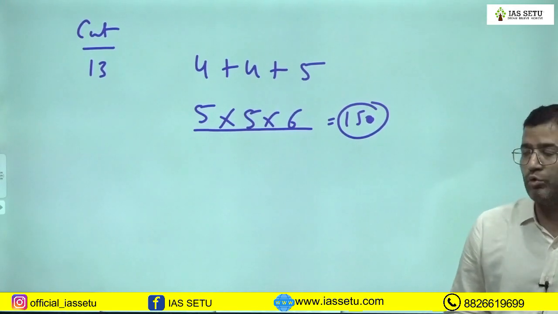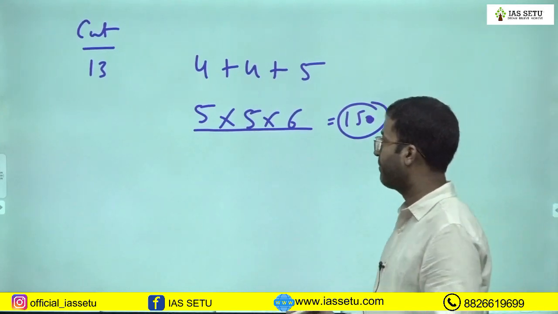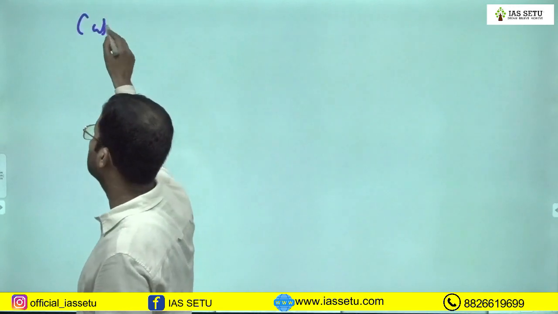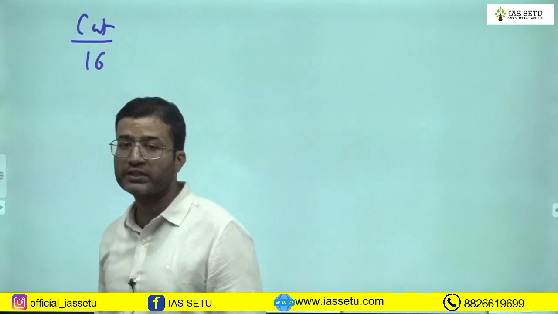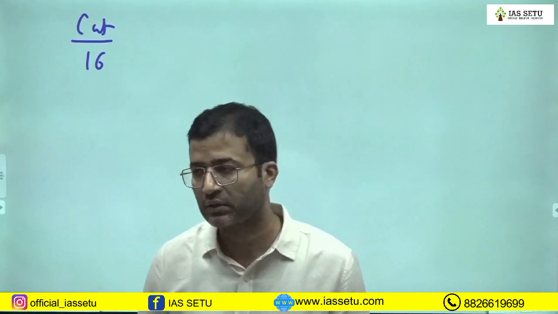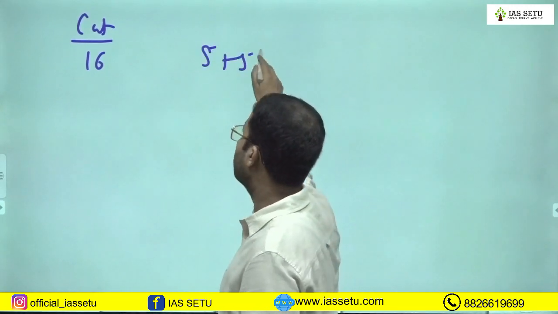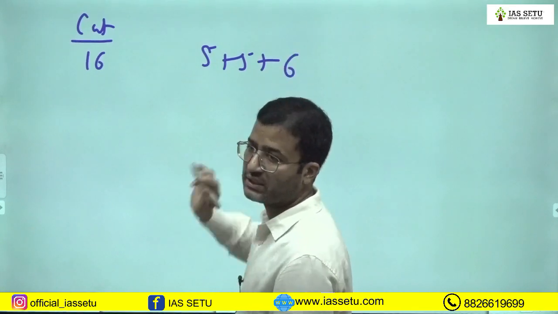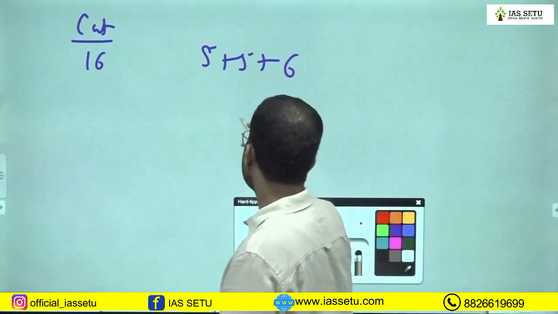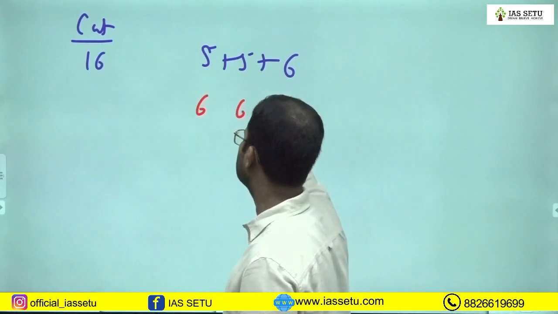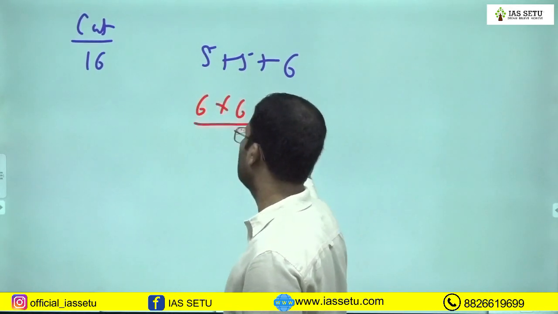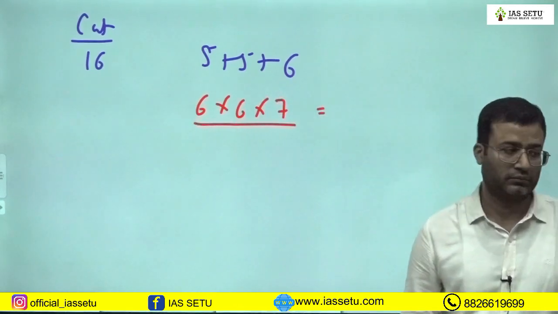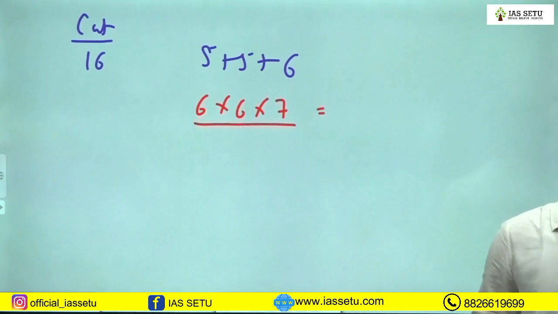Let me take two more examples. Cuts 16. So what is the multiple of 3 near to 16? 15. 5 plus 5 plus 5. But since we have one extra, better is 5 plus 5 plus 6. Then we will say this 5 cuts give 6 pieces, 5 cuts give 6 pieces, 6 cuts give you 7 pieces. So it is 36 into 7, 252.